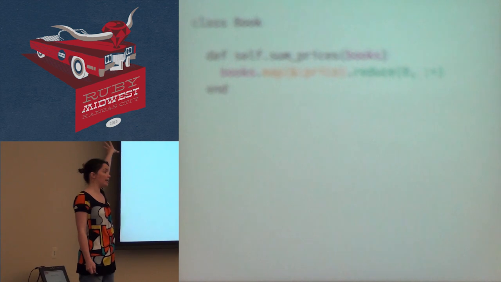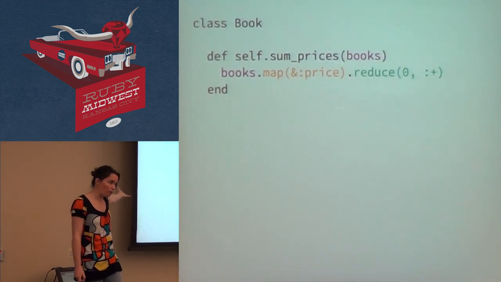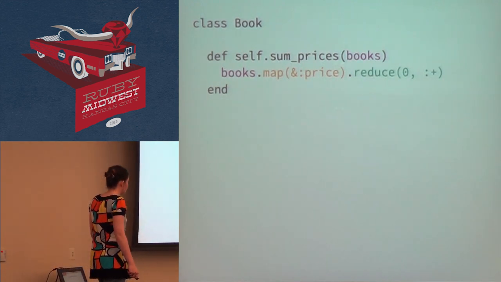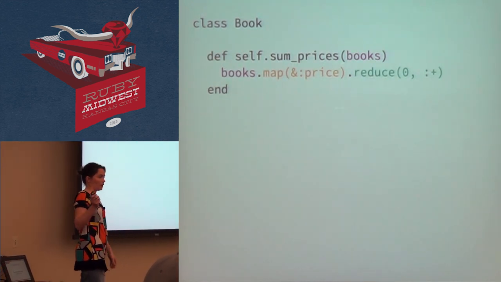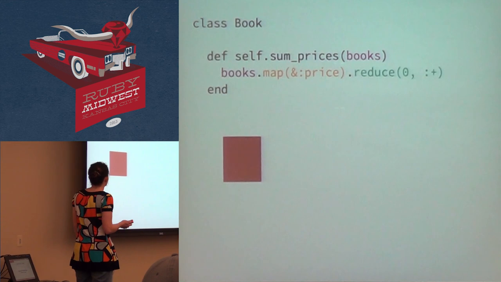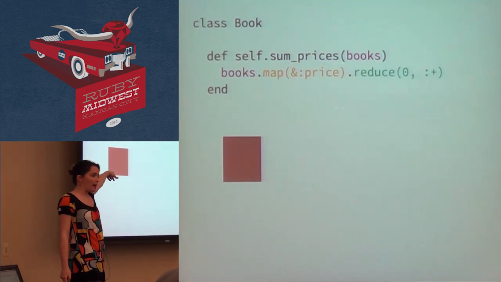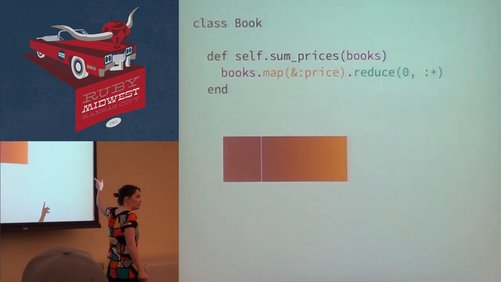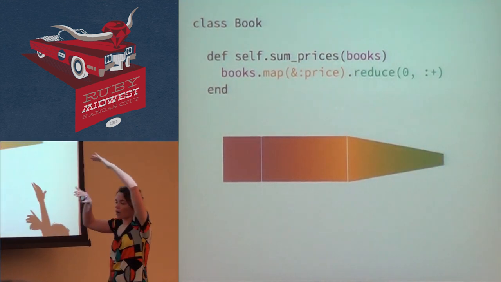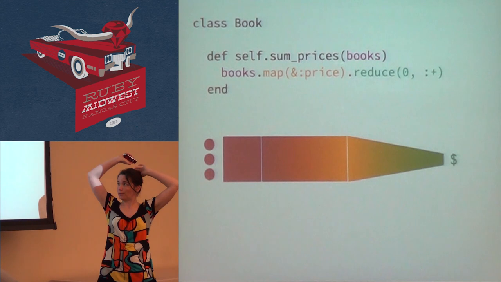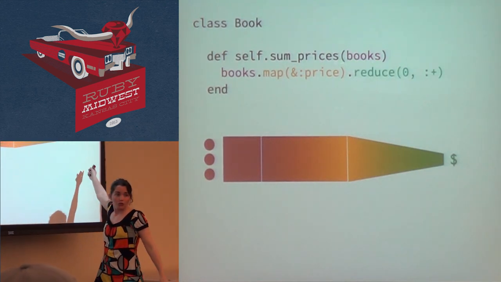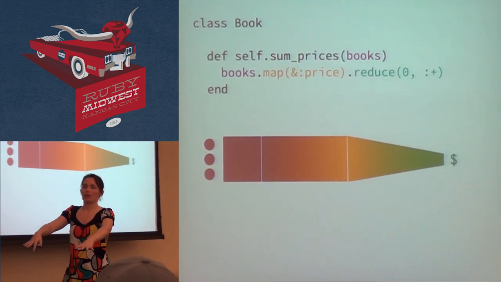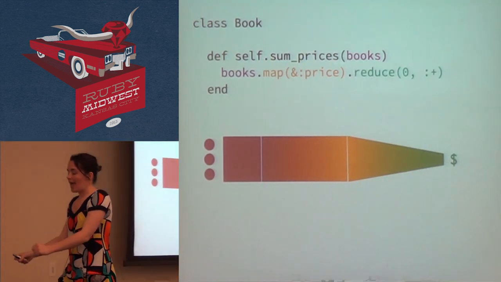So here's my implementation of the total, the prices function, and it's pretty simple if you know what map and reduce do, but I'm not going to tell you what they do, Google will. Here's some books, they come in, we transform them into their price, and then we squash all the prices down into a total. So books go in, total comes out. I think of it as a flow of data through my program. And this is super important.